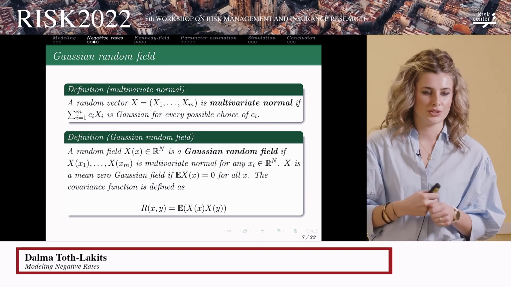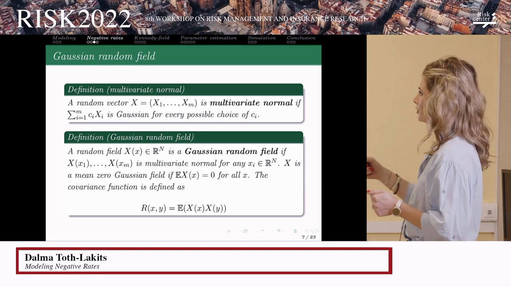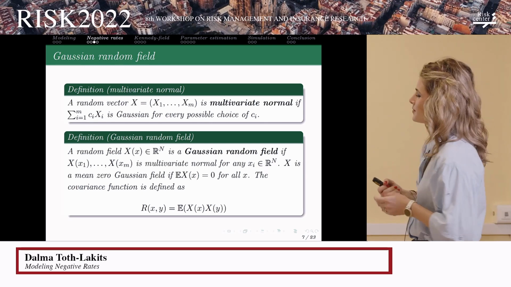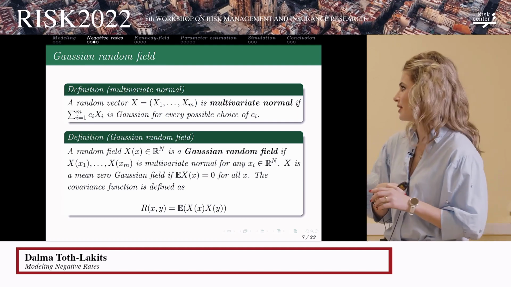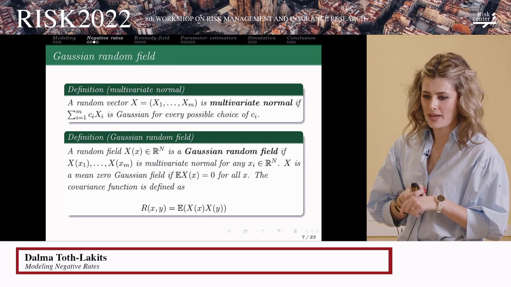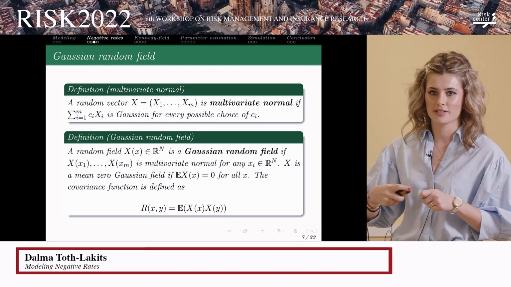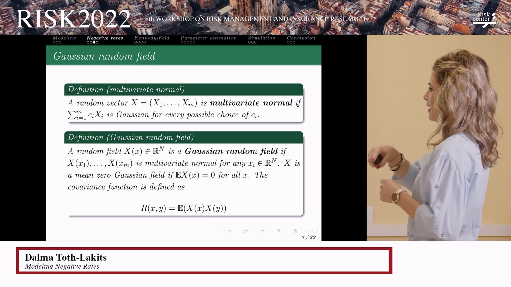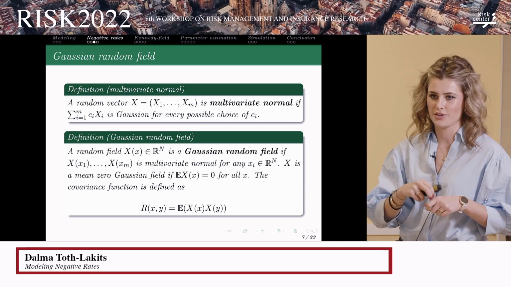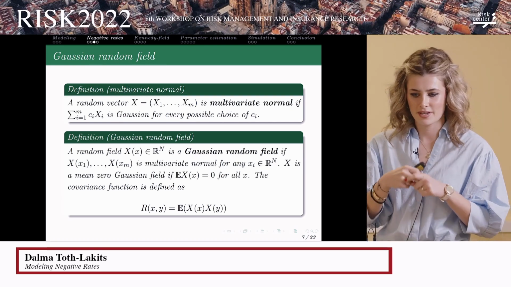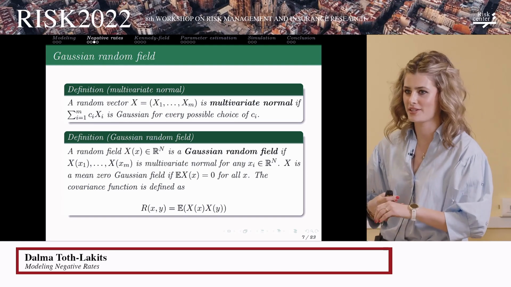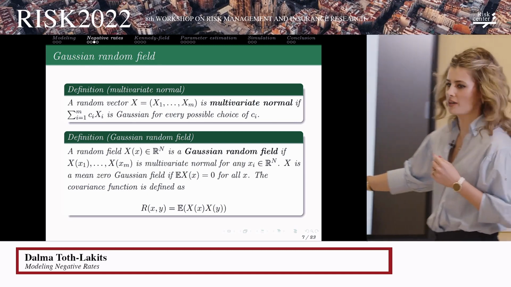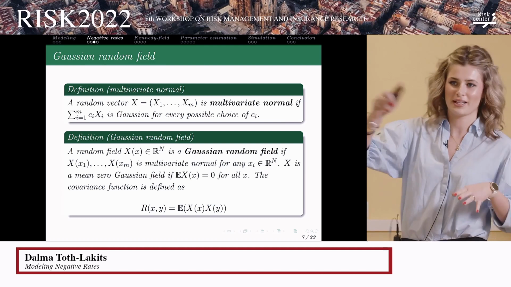Before I talk about the model, I want to define 3 mathematical subjects. The first one is a multivariate normal random vector. We call X a multivariate normal random vector if the product c_i X_i is Gaussian for every possible choice of c_i. With the help of this definition, we can define what a Gaussian random field is. A random field X is a Gaussian random field if (x1, x2, ..., xm) is multivariate normal for any choice of x_i. We call it a mean zero Gaussian random field, of course, if the expected value is 0. So if the expected value is 0, the covariance function is reduced only to the expected value of the product, sorry.